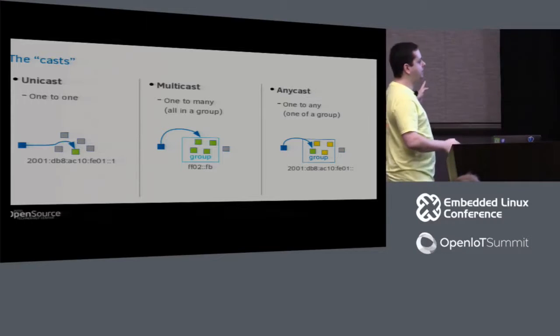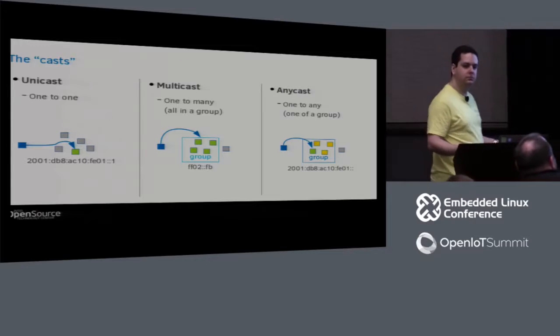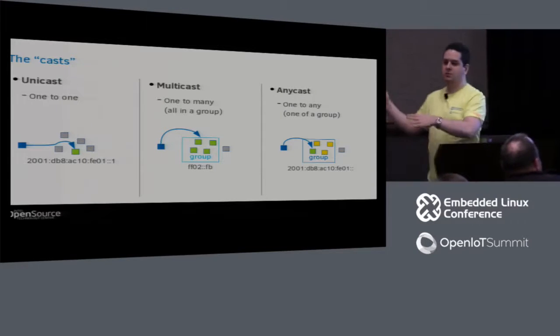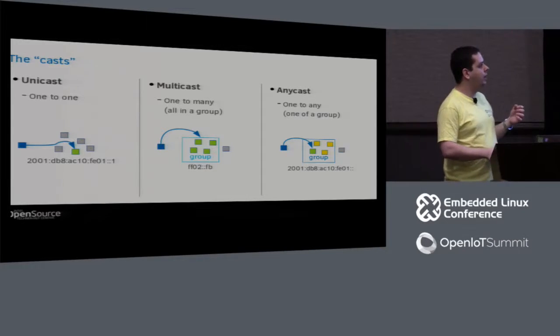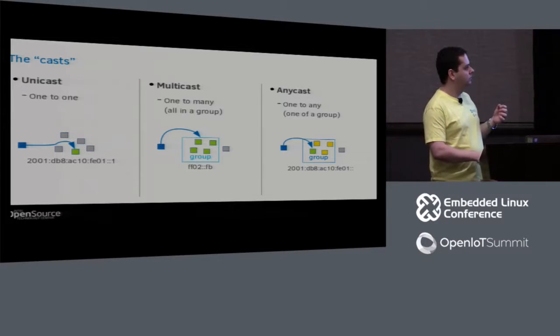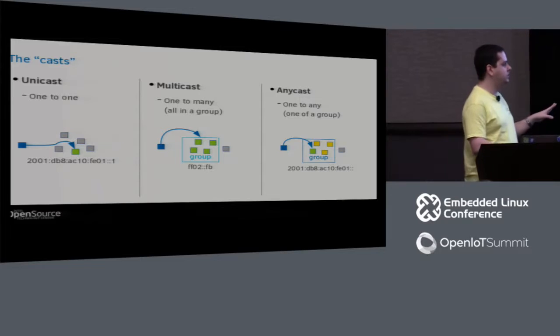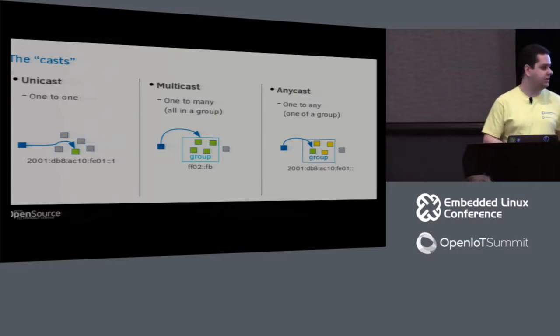So I talked about the casts, right? Unicast is the one everybody knows. I have my source, I have my destination, I reach it. It's one-to-one. The multicast, which I mentioned before, is one to many, in the sense of one to everybody in a particular group. So there's a group created, everybody subscribed to it. When I send a packet to the group, everybody receives it. As you can see, there's somebody left out because that one isn't part of the group.